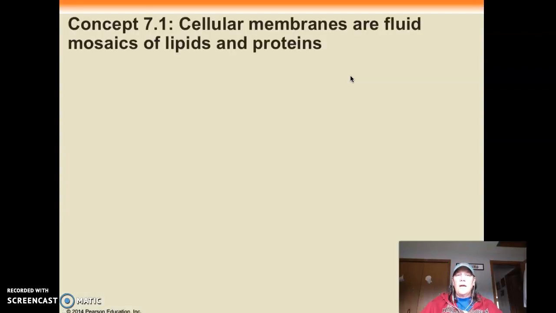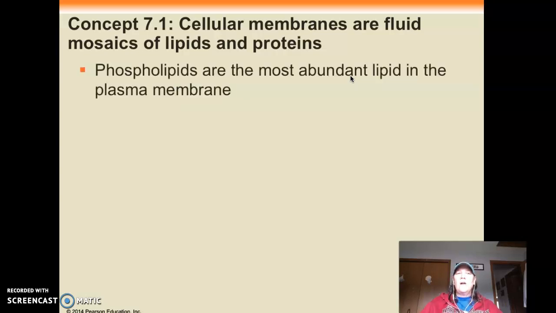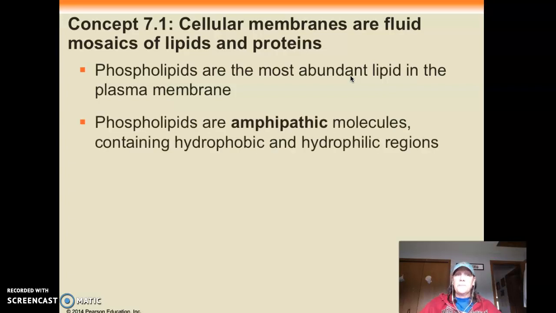Okay, so cellular membranes are fluid. They have a mosaic, a mixture of lipids, remember, lipids are fats, and proteins. They call them phospholipids, and they're the most abundant lipid in the plasma membrane. They line up so they have opposite ends, and I'll show you that here in a minute. They have one end that's hydrophilic and one end that's hydrophobic, one end that likes water and one end that doesn't like water. They're amphiphilic.